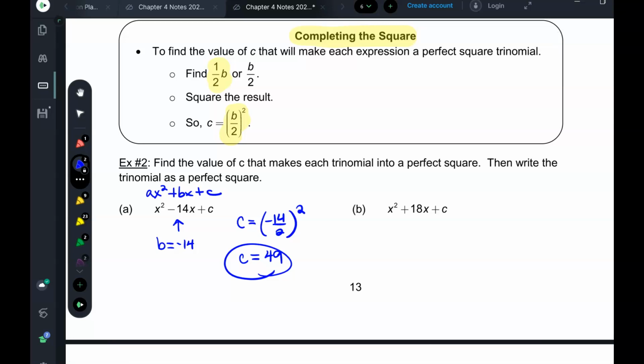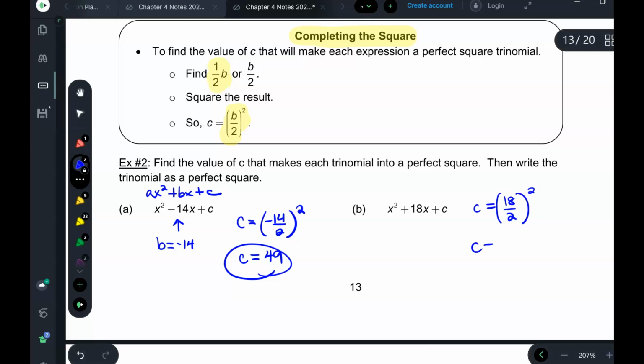All right, if it's x squared plus 18x, so half of 18. Take that middle term, take 18 and divide it by 2. Wait, doesn't that have to be negative? 9 squared is... 81. Why did I say 3?